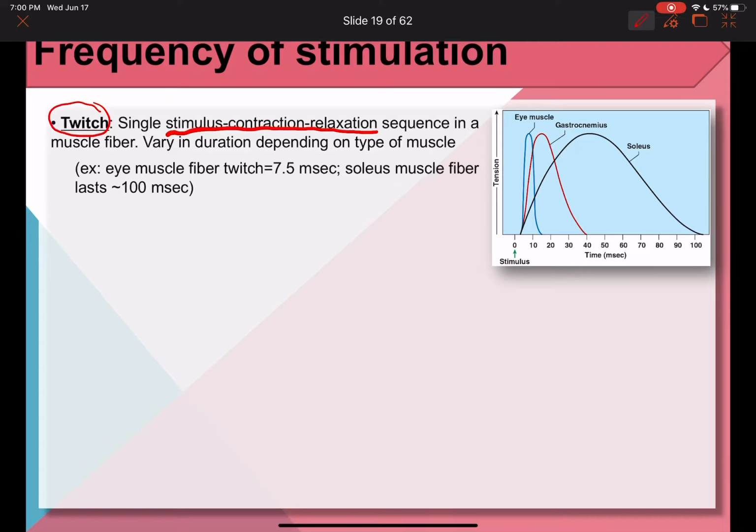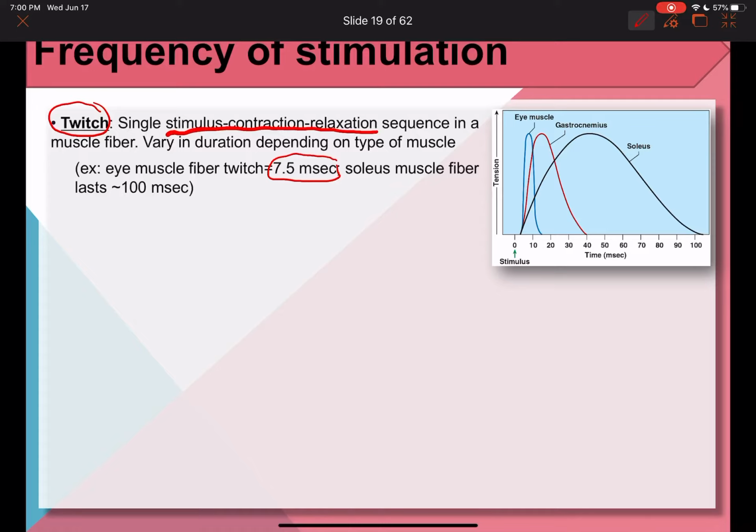And the twitch variation, how long a twitch lasts in a muscle fiber, can differ depending on the type of muscle. For example, eye muscle fiber twitch can be only 7.5 milliseconds. Okay, so this is what I was talking about, how fast those electronic signals can be and how fast those action potentials can go down the entire muscle fiber when I was talking about your eye movement.